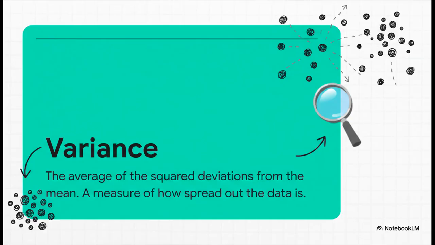And this new number we just created, the average of all those squared deviations, that has a name. It's called the variance. And it's our first real working measure of spread. A big variance means the data's all over the place. A small variance means it's all bunched up neatly.